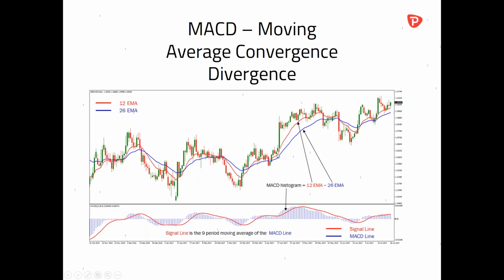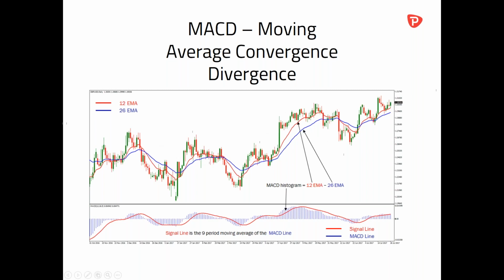And we can see that the red moving average, the 12, is accelerating away from the slower moving average. And in the process, we can see that the histogram is increasing all the way up to the very top. It only starts to decrease when the momentum starts to slow down and you can start to see the 12 EMA coming closer to the 26. Okay, so we can go to the next slide now.